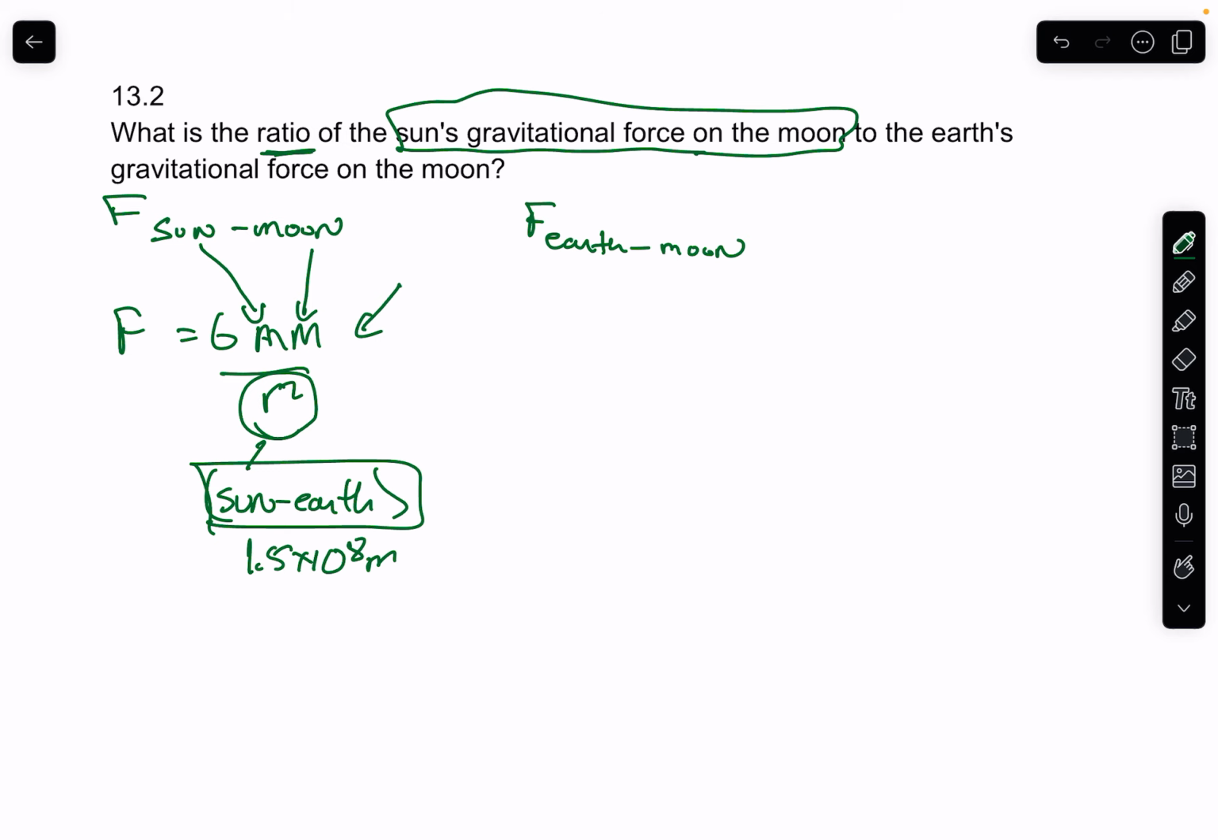Is that right? No, 8. No, it's 12. That's kilometers. And then what you'll have to do is calculate this number.